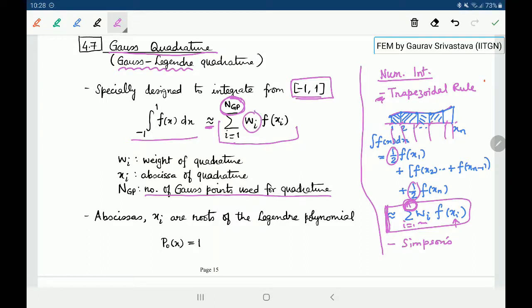w_i is the weight. You can relate it to the weight here. And f is evaluated at x_i, where x_i are the abscissas of quadrature. Again, you can relate it to the same x_i that was there earlier. The only difference is that in the trapezoidal rule, the x_i were something that you were able to choose, saying that it is divided into n intervals and the x coordinates were calculated from there. Here, in Gauss-Legendre quadrature, the abscissas x_i are the roots of the Legendre polynomial.